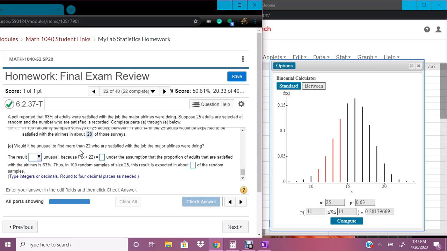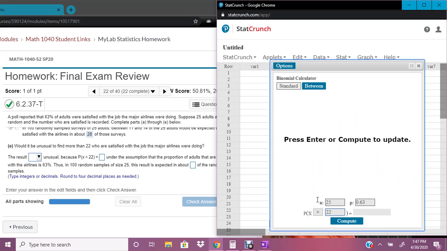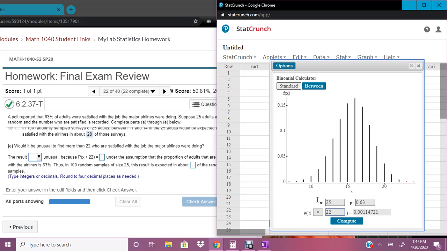And now we're going to compute more than 22. So we'll go back to here, and we want x. So it can't be 22. We want normal greater than, because 22 is not included because it just says more than.